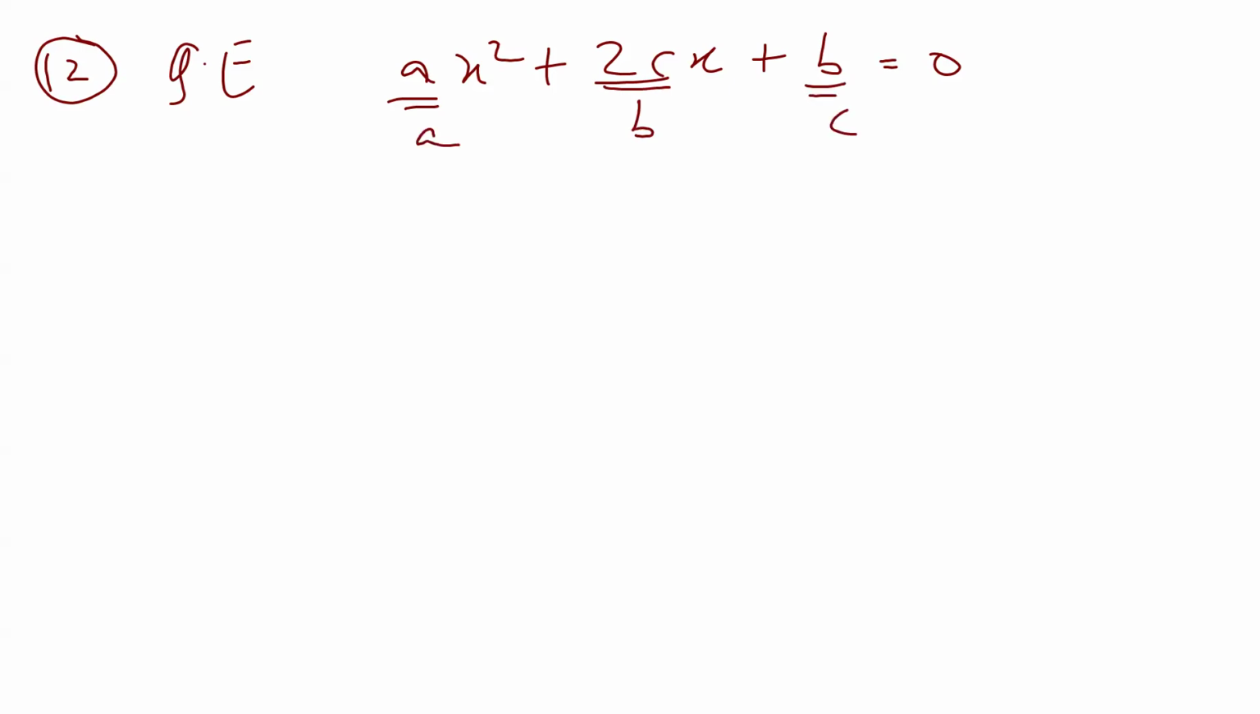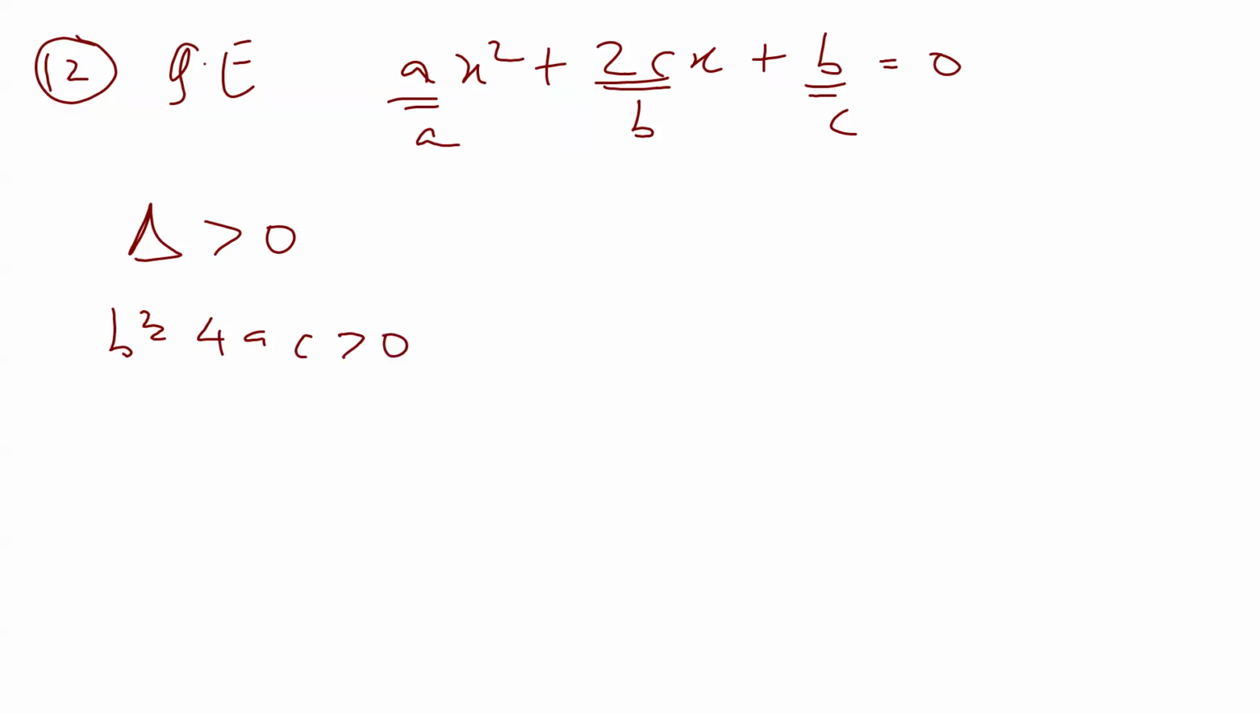Question number 12. If the roots are real and distinct, okay, so the quadratic equation ax square plus 2cx plus b, the roots are real and distinct. So a is a, this is b, and this is c. So roots are real and distinct. So delta is greater than 0 over here. The roots are real and distinct is given. We are not assuming. So b square minus 4ac is greater than 0.